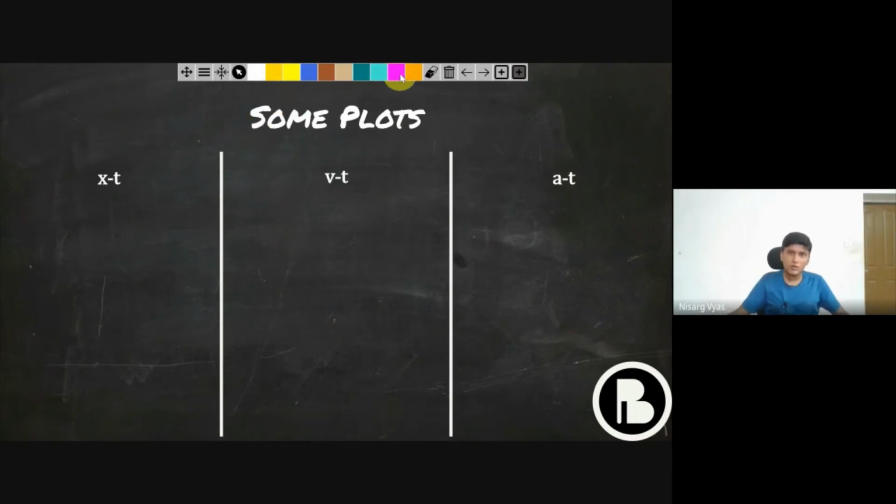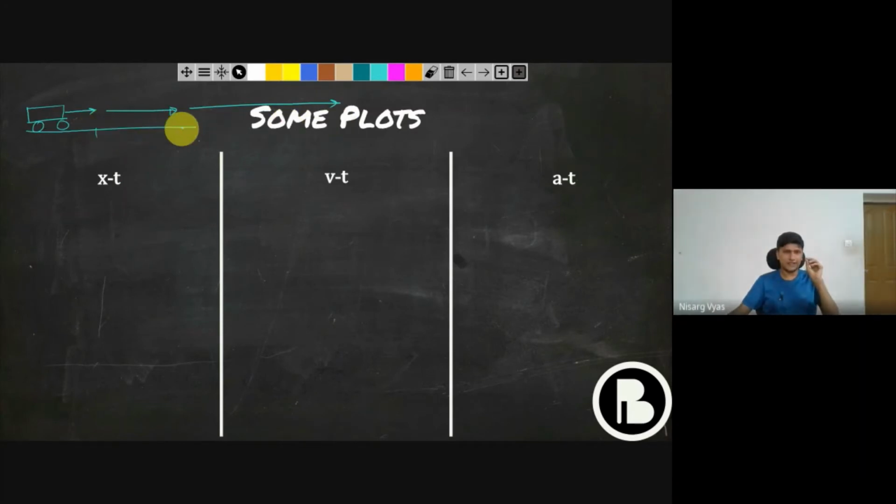Okay. Now let's talk about the more general case where this guy is moving but with a constant acceleration. So in 1 second it has traveled this much distance, in another second it has traveled this much distance, in the next second it has traveled this much distance. It is covering different distances for the same interval of time. That means it is accelerating, and the acceleration is constant. That's what we assume here. Okay, acceleration is constant. Then what should be the plots?